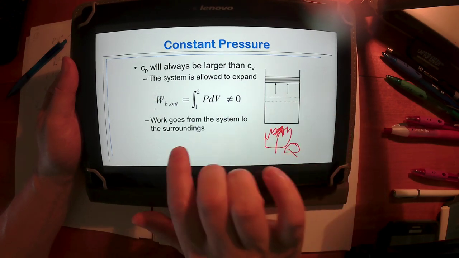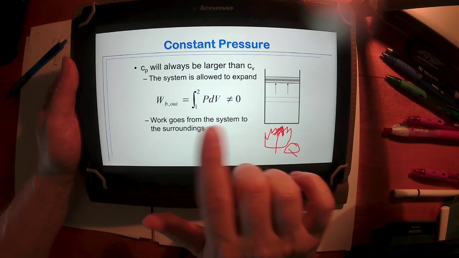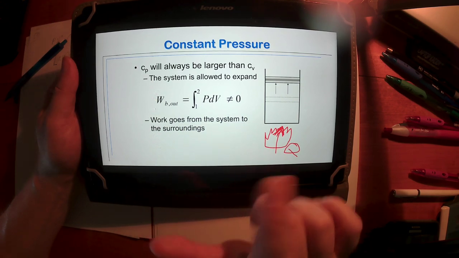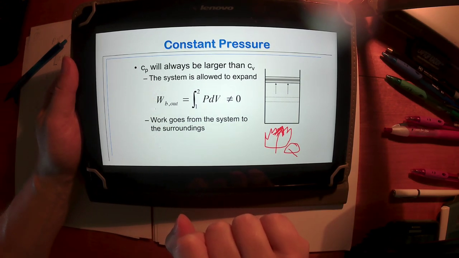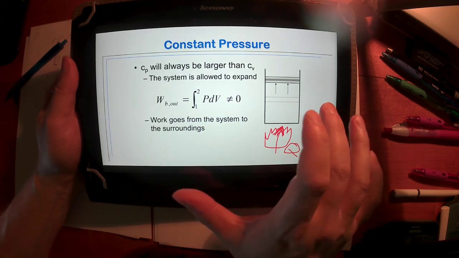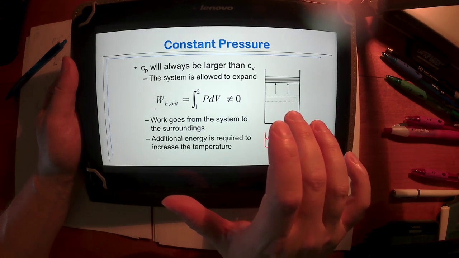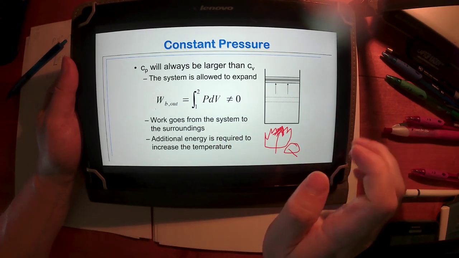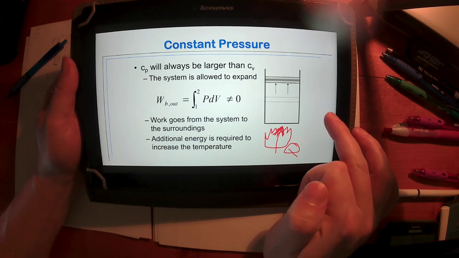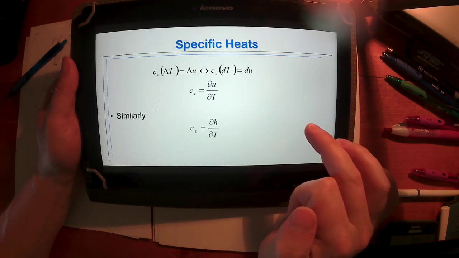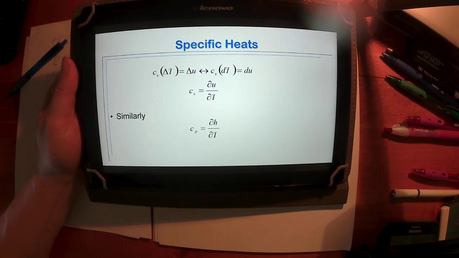Okay? So work, again, if I have boundary work, that means work is going from the system to the surroundings. The system is expanding into the surroundings. It has to push the surroundings out of its way, so there's additional energy required to compensate for this work out term. Okay? Now, as I mentioned earlier, and these are partials, meaning there's going to be more than one variable at play, or potentially more than one variable at play.